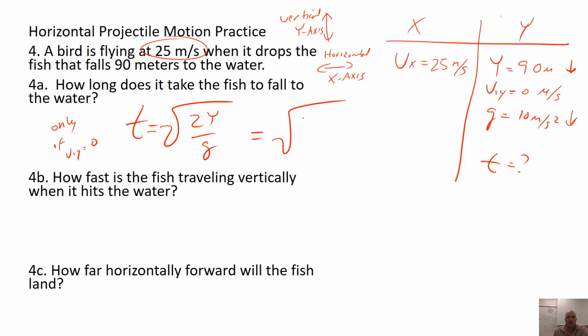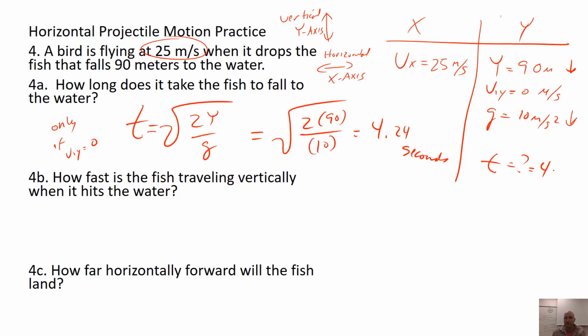And so the t is going to be 2 times the 90, and that's going to be over g, which is going to be 10. So once again, if you were using negative values for down, you would have had both of these negative. If you were using, like me, down being positive, because I'm not changing directions, I'm going down the whole time, I'm using positive values. So 2 times 90 divided by 10. Take the square root, and I get 4.24 seconds. So that's the time it takes to go down.